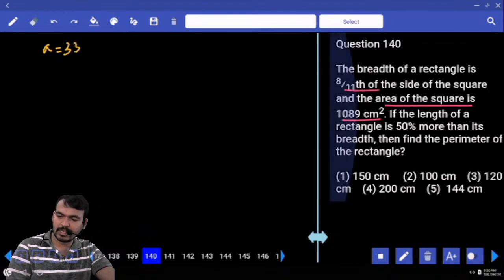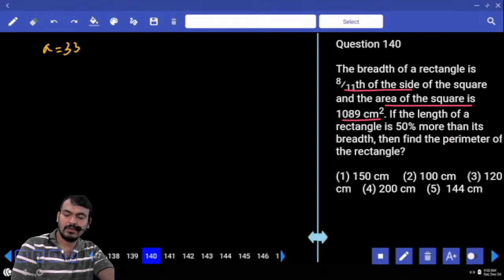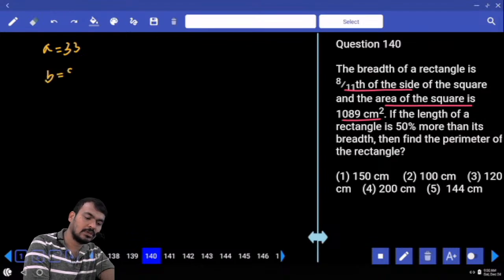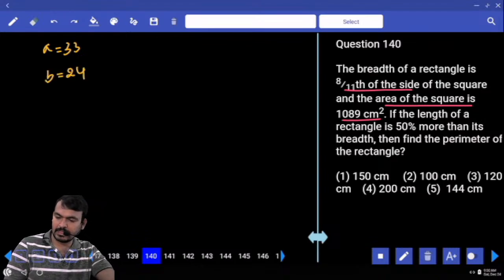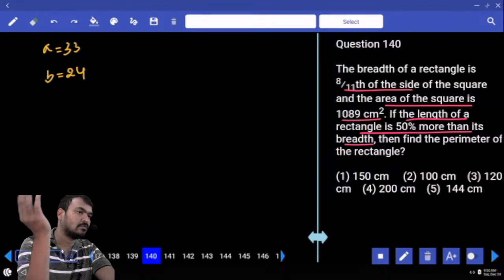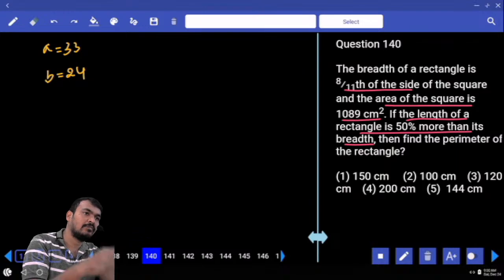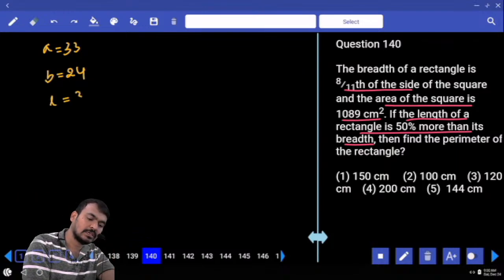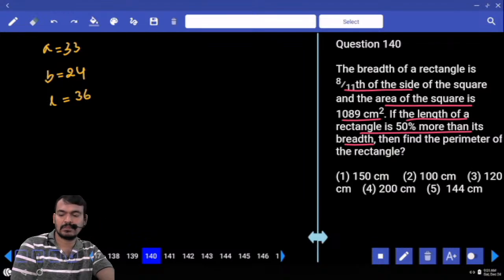Then the breadth of the rectangle is 8 by 11 of the side of the square. What is 8 by 11 of 33? 24. So the breadth is 24. Next, the length of the rectangle is 50% more than the breadth. Breadth is 24, 50% more means half of 24, which is 12. 24 plus 12 is 36. Length is 36, breadth is 24.